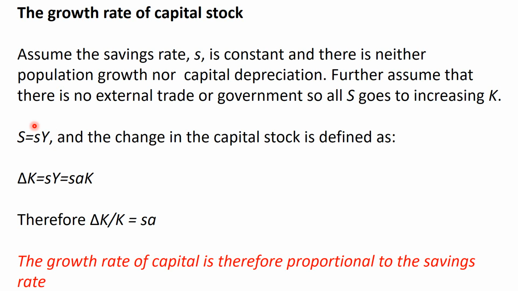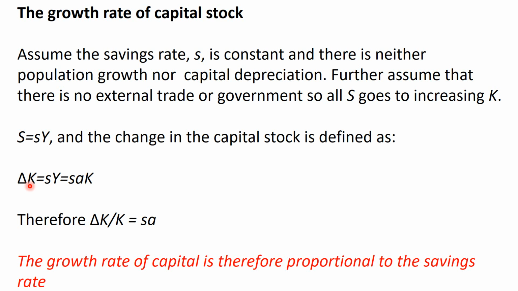In terms of the total savings, savings in an economy will be equal to the savings rate multiplied by total output. So the amount of savings depends on the portion saved as well as the amount of output or income generated. Using this, we can then look at how capital stock will change. And what we just suggested is that if all of the savings in the economy gets directed towards increasing capital stock, then the change in capital stock in the economy will depend on the amount of savings being generated.